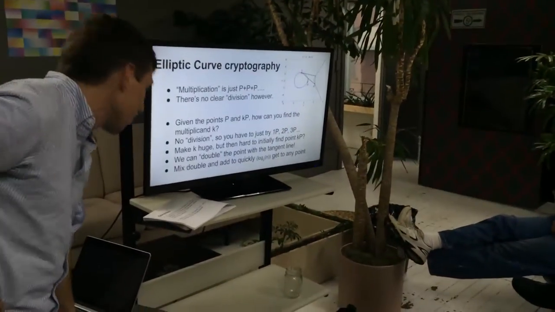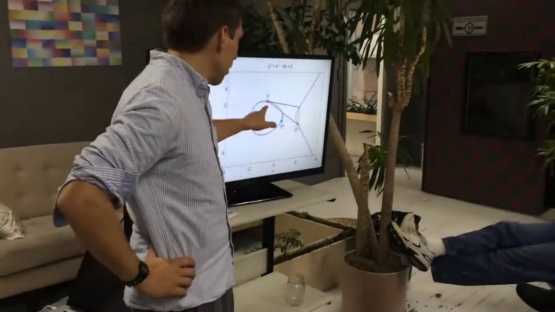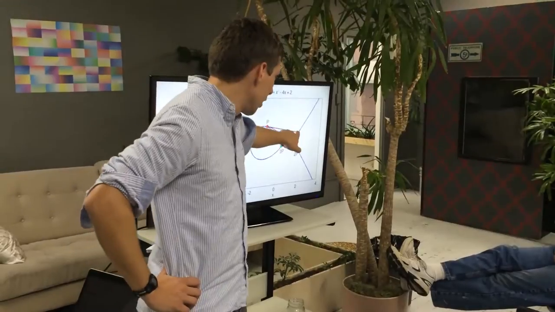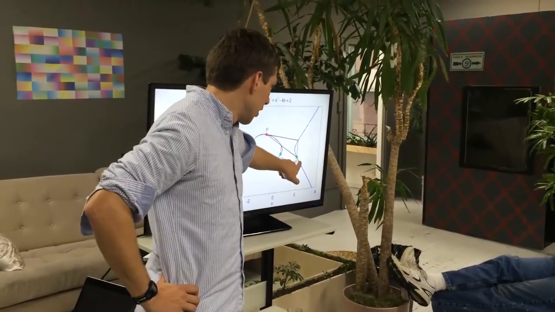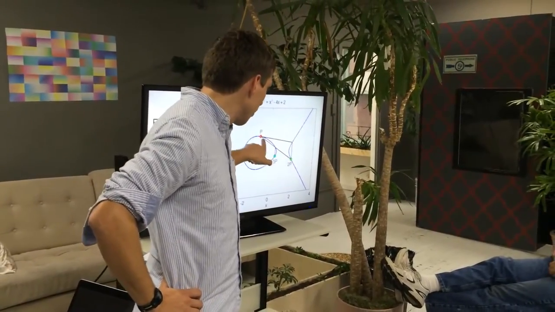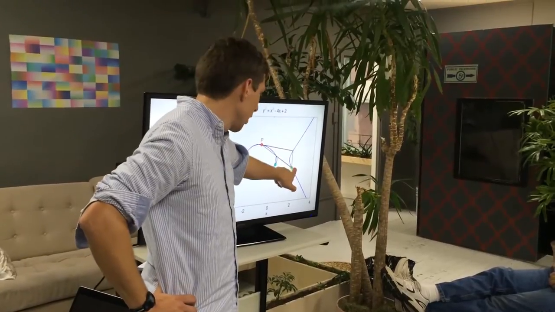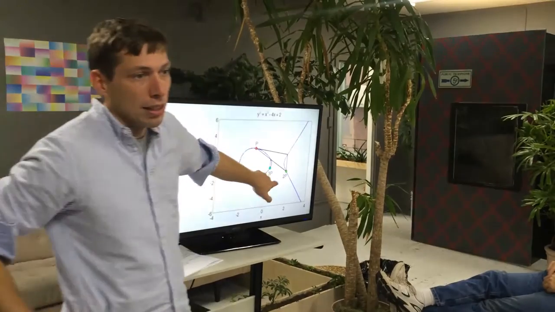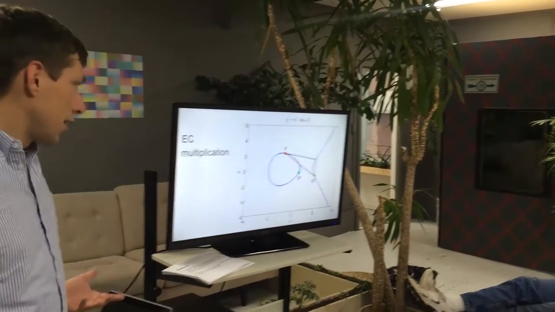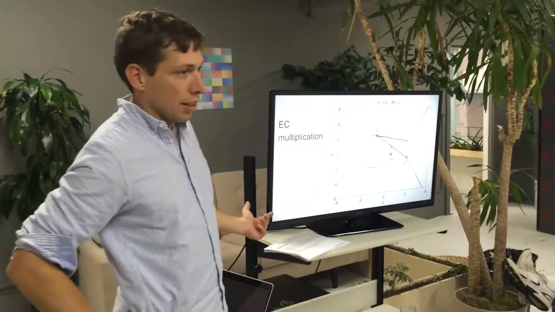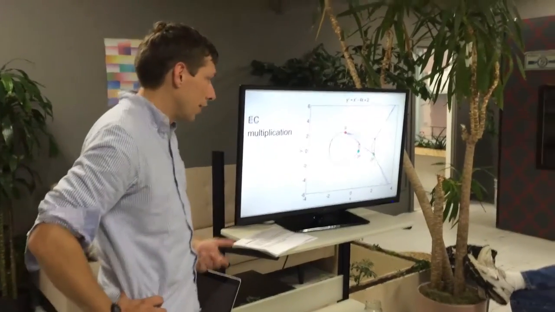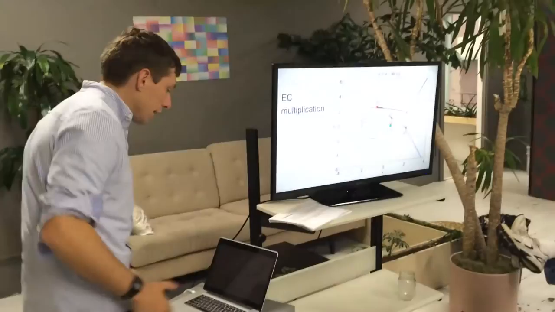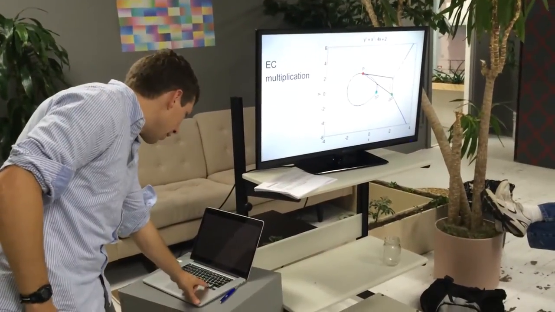So multiplication is just adding P to itself a bunch of times. I have P, I find the tangent, go down here. That's 2P. And what if I want to get 3P? I add P and 2P. Find a line, here's where it intersects. Flip. There's 3P. So this is how you multiply, essentially. If I want to find 3 times P, it's a linear sequence of addition.